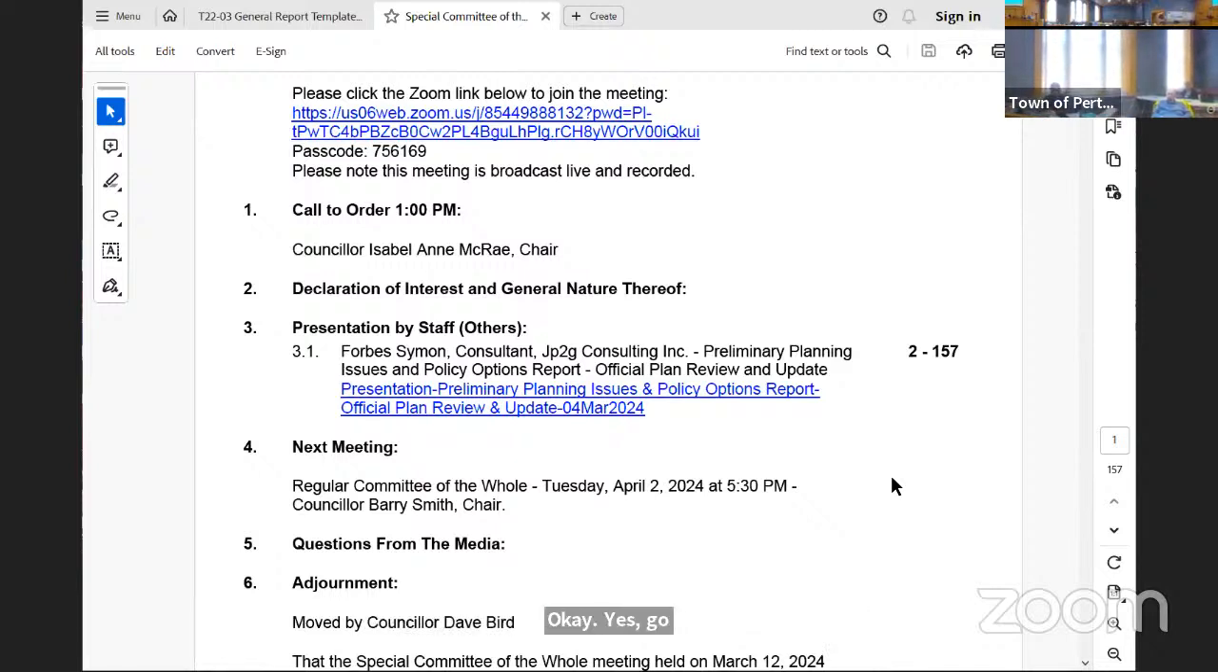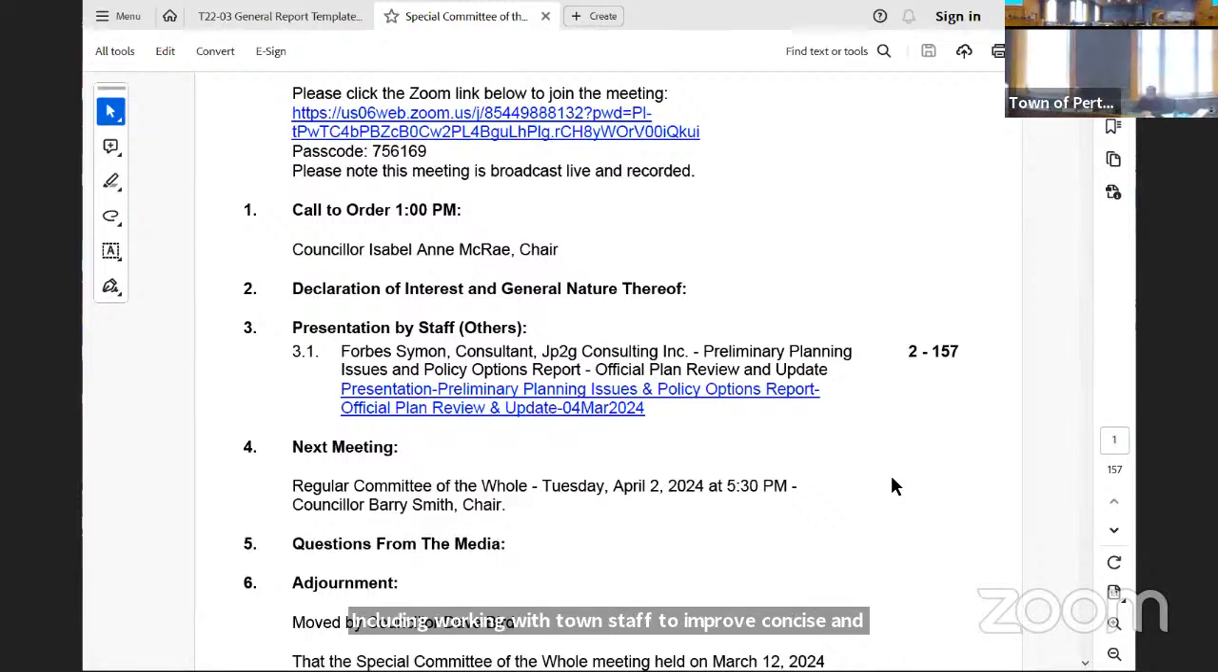Through the chair, as recommended by the committee of the whole, be it resolved that the council of the Town of Perth receive for information the preliminary planning issues and policy options report by JP2G Consulting, Inc., dated March 4th, 2024, and presented by Forbes Simon. And further, that Mr. Simon be directed to proceed with drafting the official plan amendment and related policies, including working with town staff to improve concise and plain language wording in the official plan, to be brought forward to council for consideration and future public consultation. All in favor? That's unanimous. That carries.